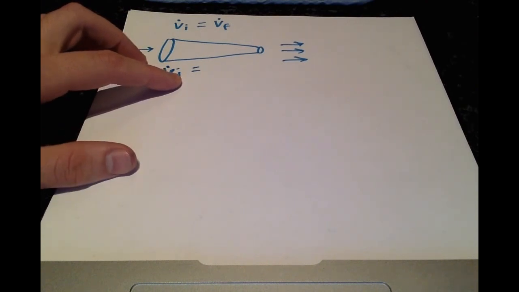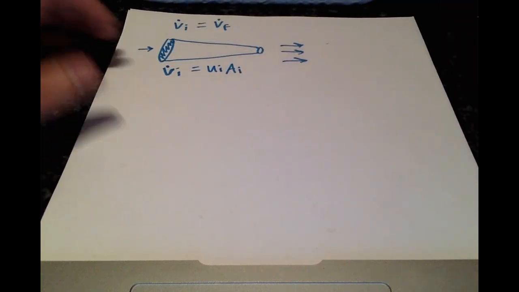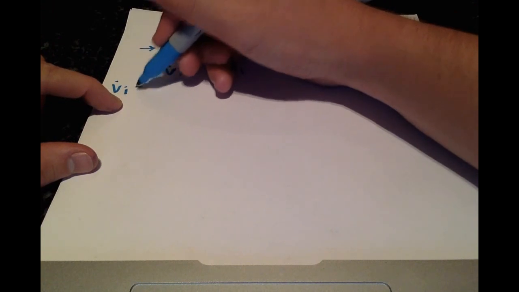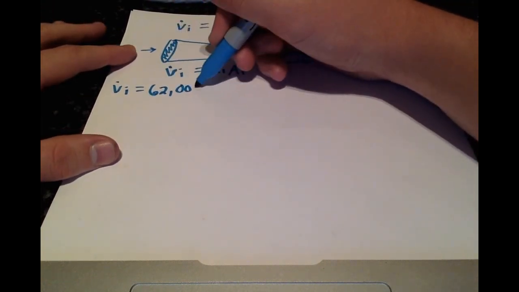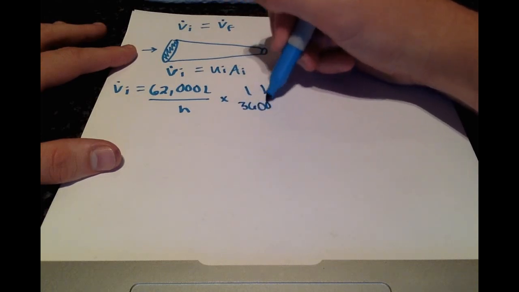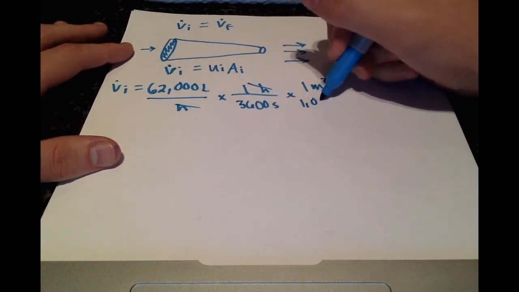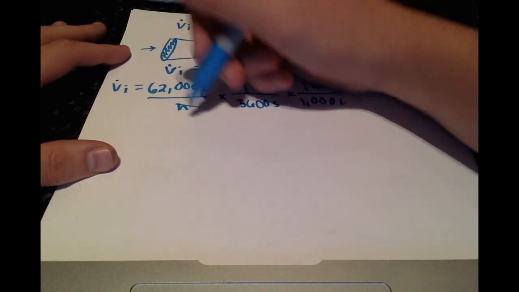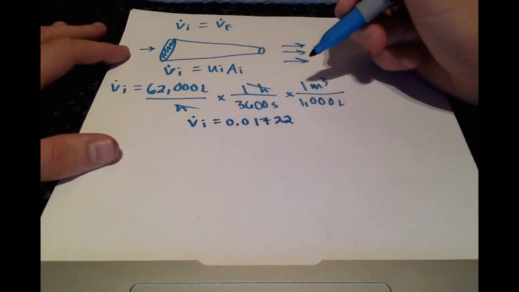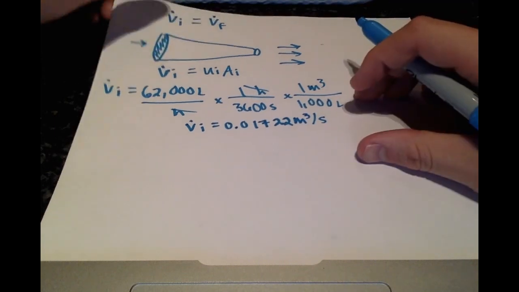the initial volumetric flow rate is going to be equal to the initial linear velocity multiplied by the cross-sectional area right here. Okay, and if we rewrite our initial volumetric flow rate in the correct units, we'll take our 62,000 liters per hour, and we want the time in seconds, and then let's get it into meters cubed. And I get an initial volumetric flow rate of 0.01722 meters cubed per second. Alright, and we're going to be using that in just a second.